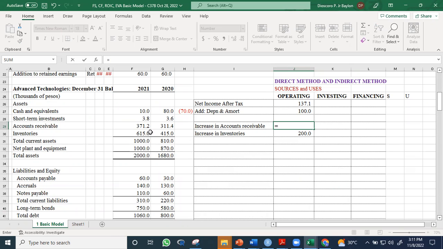Ayaw niya pumasok doon, no? Dito na lang, no? Tama na to? Dapat walang parenthesis. So, paano to? Ulit, Sherwin, bakit ganun? 371.2, sir. Yan, okay? Hindi yan. 311.4 yan, sir.